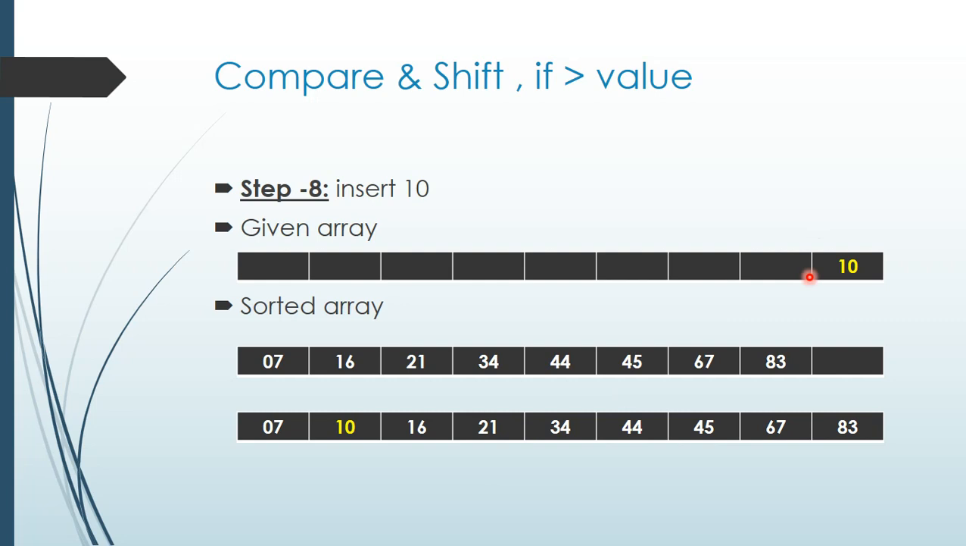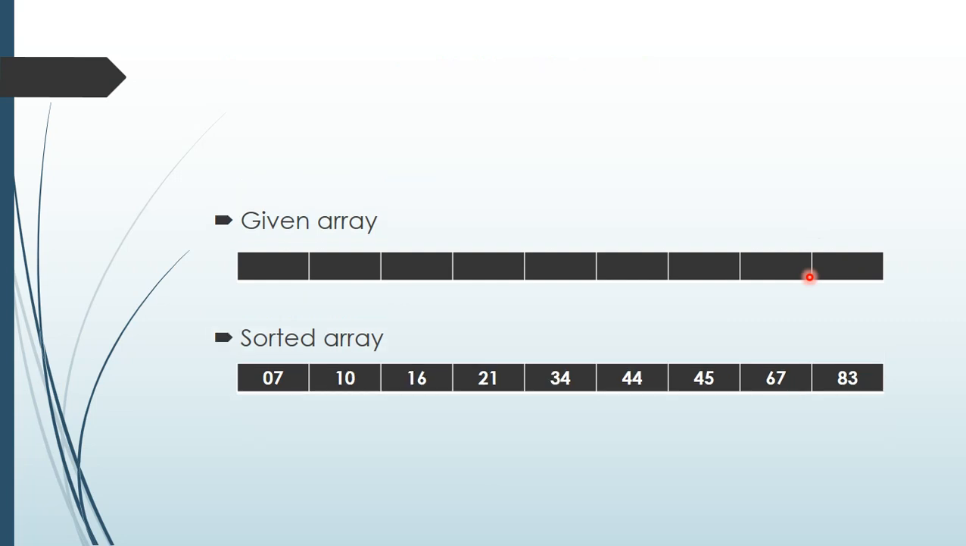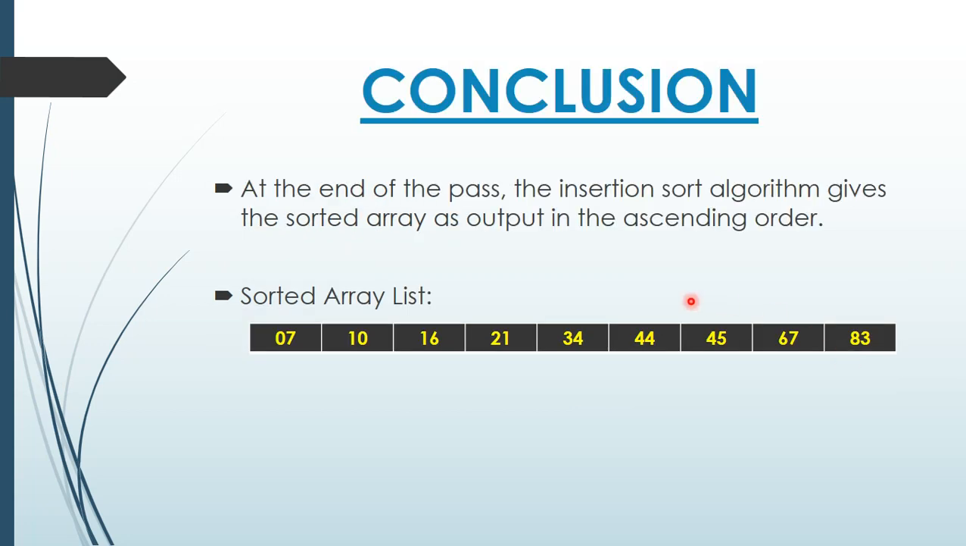So given array பார்த்தீங்கன்னா இப்போ empty-ஆ இருக்கும். See, given array is empty and sorted array எல்லா நம்பர்ஸையும் நான் கரெக்டாக சார்ட் பண்ணிட்டேன். ஓகே, ஸோ see here 7, 10, 16, 21, 34, 44, 45, 67, 83. So at last I have got the complete sorted array in an ascending order format. See, that's your conclusion part.